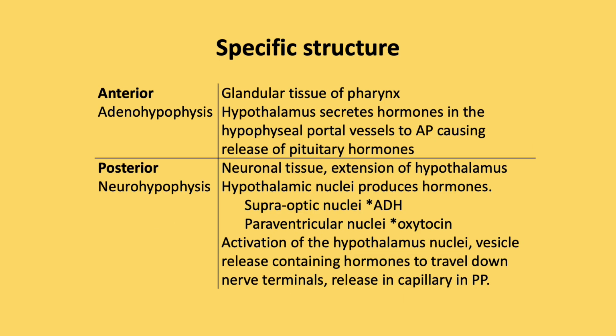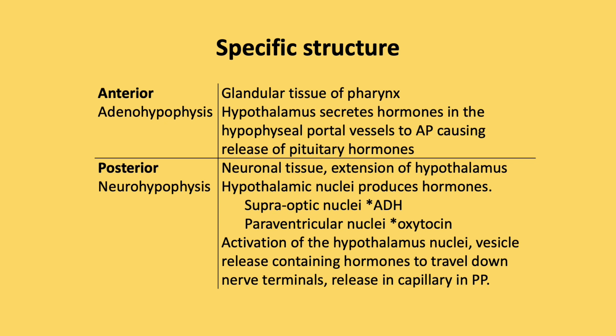So as we've previously discussed, there are the anterior and posterior components of the gland. The anterior is the adenohypophysis, the posterior is the neurohypophysis. The anterior component is embryologically from the pharynx, and this relies on the hypothalamus secreting specific factors which move down the portal system to activate the release of anterior pituitary hormones.